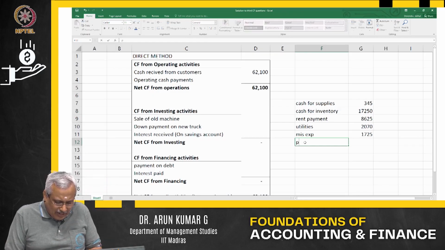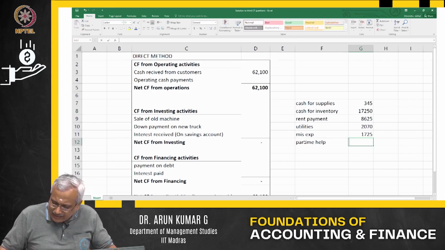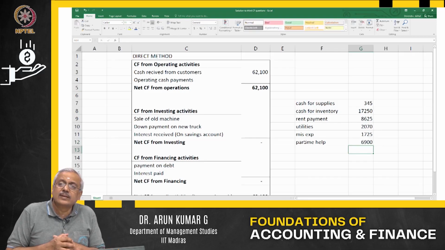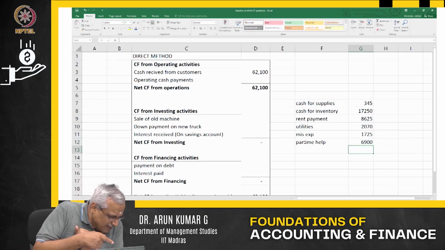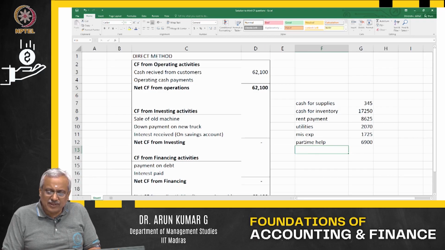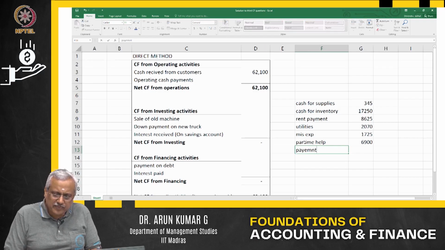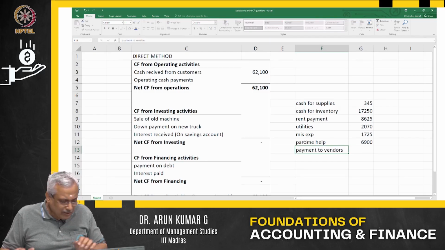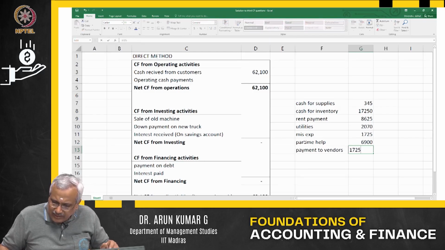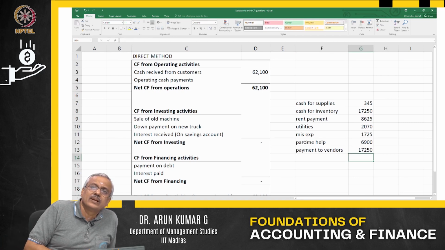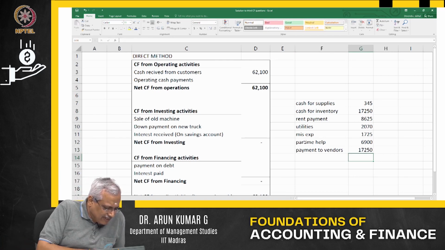Then there is something called part-time help. What is the part-time help? 6900. Have I missed out anything? Yes, payment to vendor accounts. Payment to vendors, 17,250. Now let us go back and read the other things.